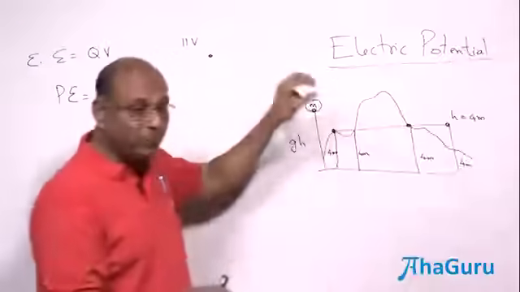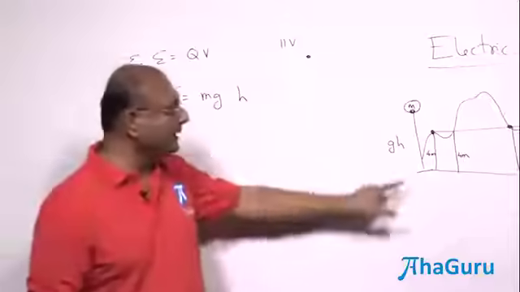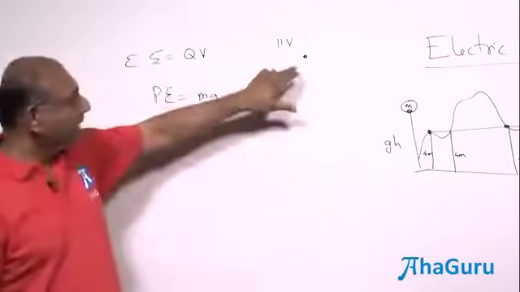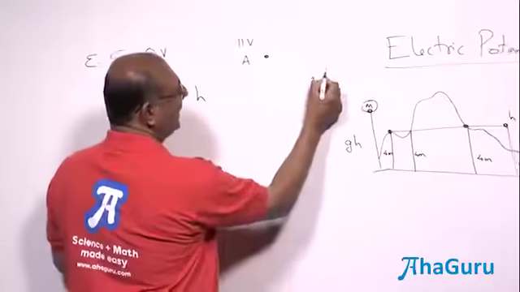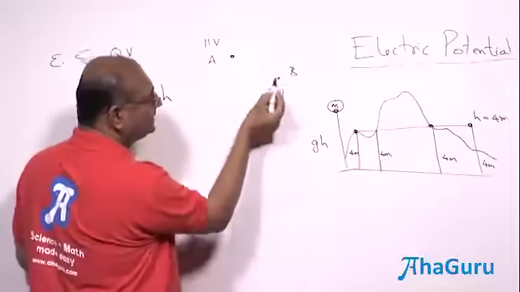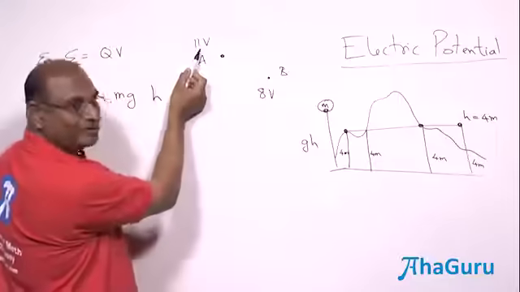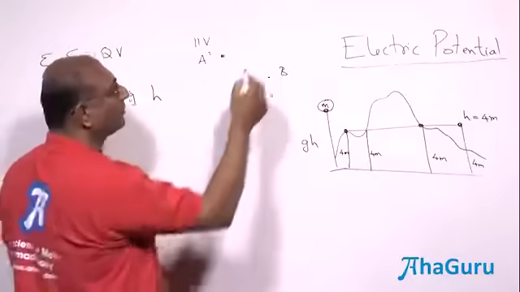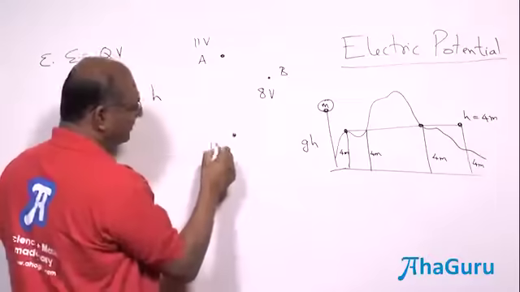So at each point it has a different potential energy, and the potential energy depends on the height. Same way, at each point, a charge has different energies, and the energy depends not on the height. Right now I have made it look like 11 volts is above and 8 volts is below, but what I am going to do is I will come here and I will show you that this is 15 volts.